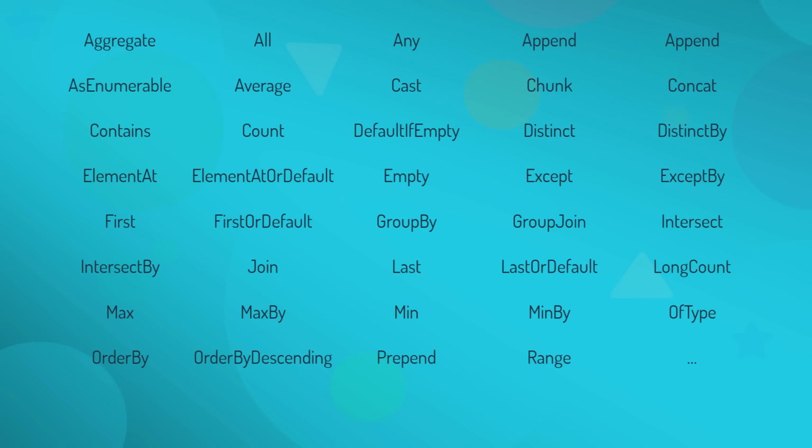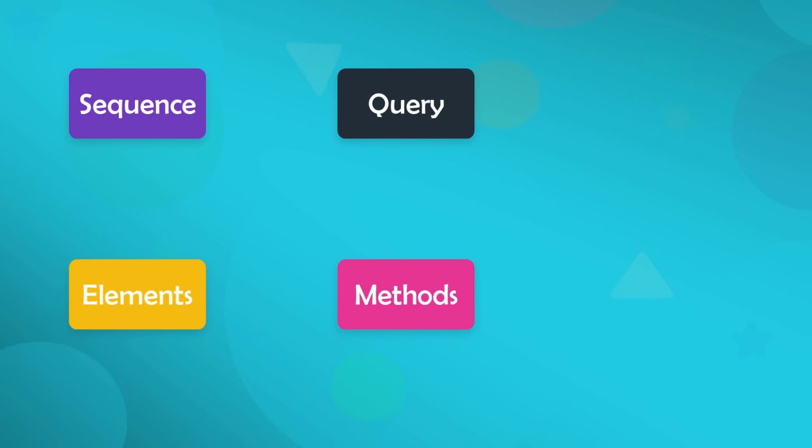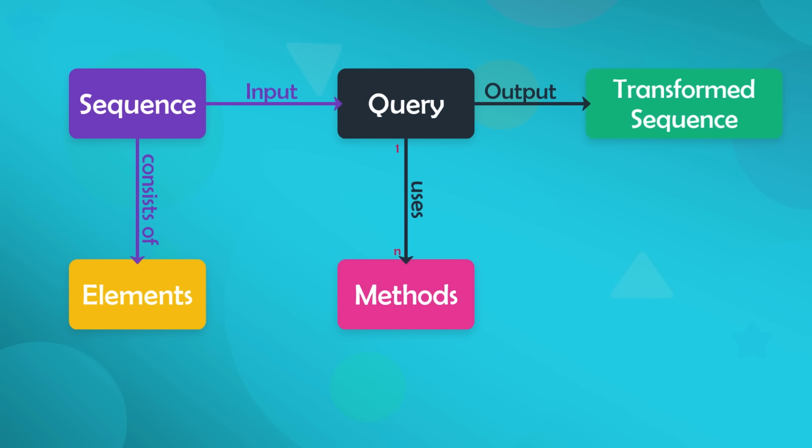Let's summarize these keywords using an illustration. We have these 4 keywords. We have the sequence, which we want to transform. It consists of elements. To transform the sequence we write a LINQ query. To write the query we use methods. So, inside the query we use methods. We can use only one method, or also many different methods. It depends on our need, what we want using the query. As input for the query we use the sequence. The output of the query will also be a sequence. This is the transformed sequence.